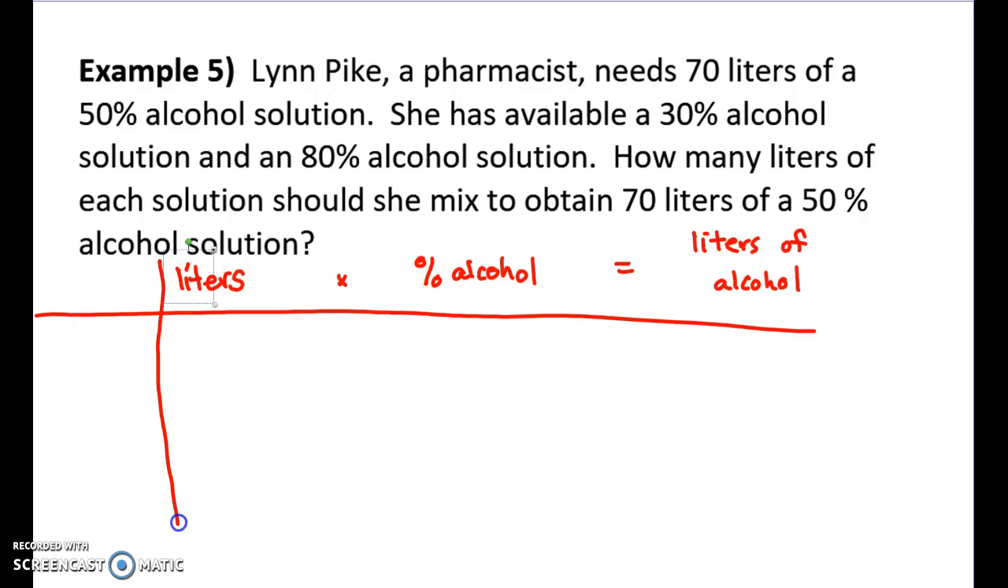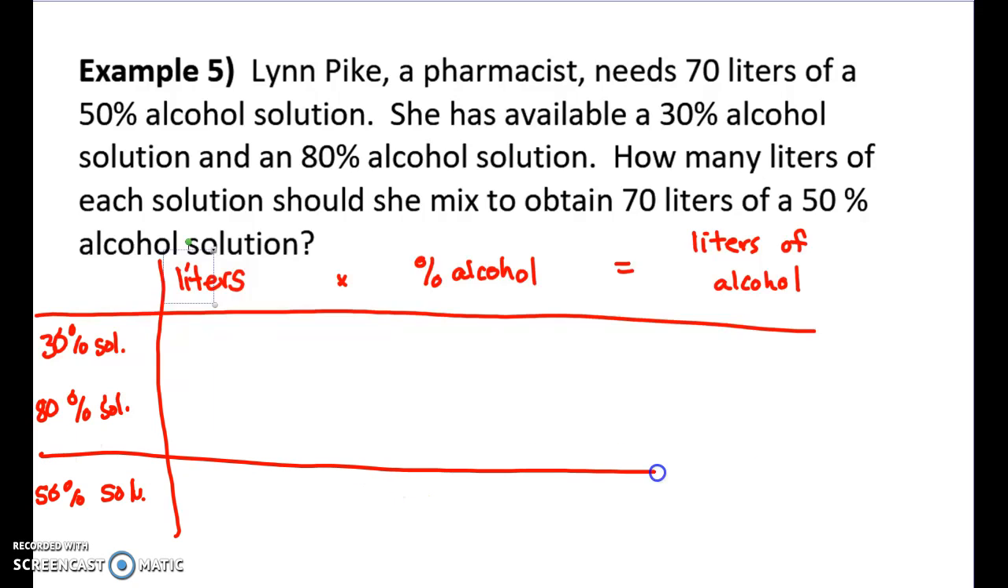And then along the side here, we have our 30% solution, we have an 80% solution, and we want to eventually produce a 50% solution. I know we're not used to saying 3, but I think it's going to help you guys to see it with 3. All right, let's fill in this table with what we know. We know the percents, right? We have a 30% solution, that's 0.3, an 80% solution, 0.8, and eventually we have to get down to a 50% solution, 0.5.